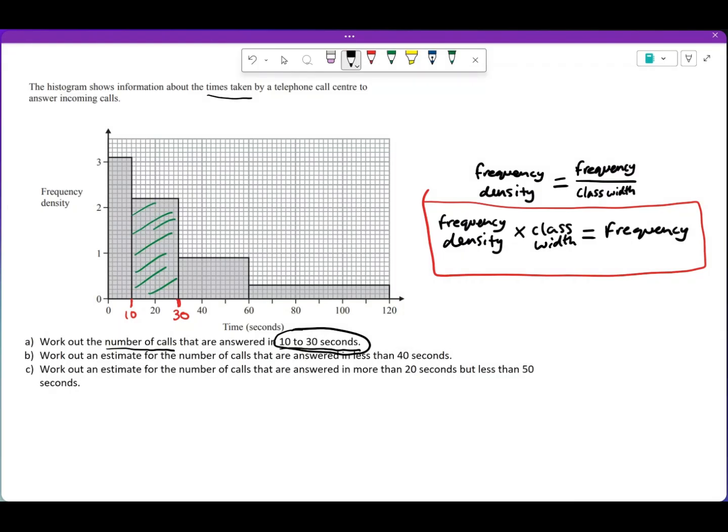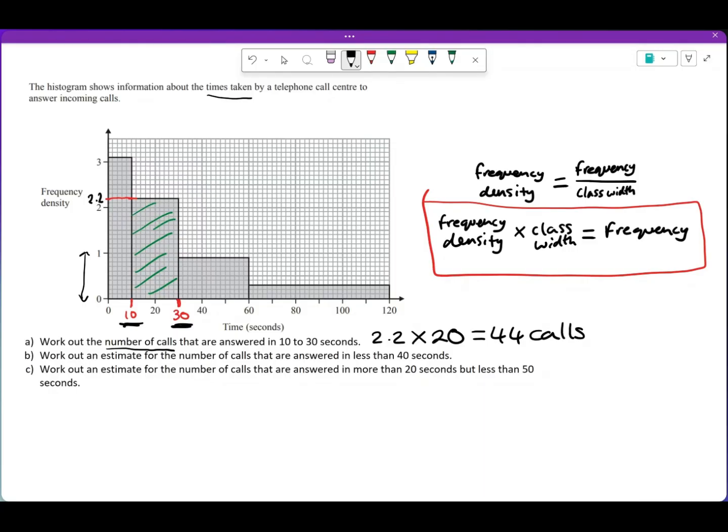Let's try and find the frequency density. Well, the frequency density is the height of my bar, so that would be this point here. That's 2 little squares above 2. So how much is a little square? Between 0 and 1, we seem to have 10 little squares, so each little square is 0.1. So this frequency density should be 2.2. So the frequency density for 10 to 30 seconds is 2.2. But we just need to know the class width and multiply by it. The class width is the difference between the 10 and the 30, so that's 20. So 2.2 multiplied by 20 gives 44, and that would be 44 calls. And that's my final answer to part A.